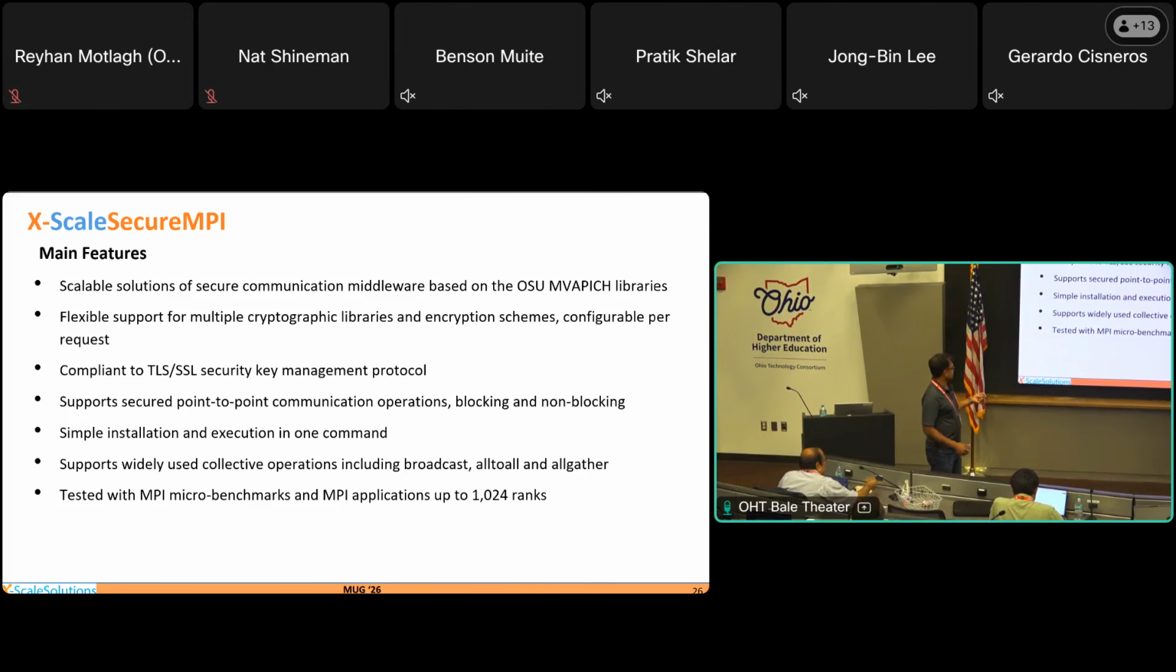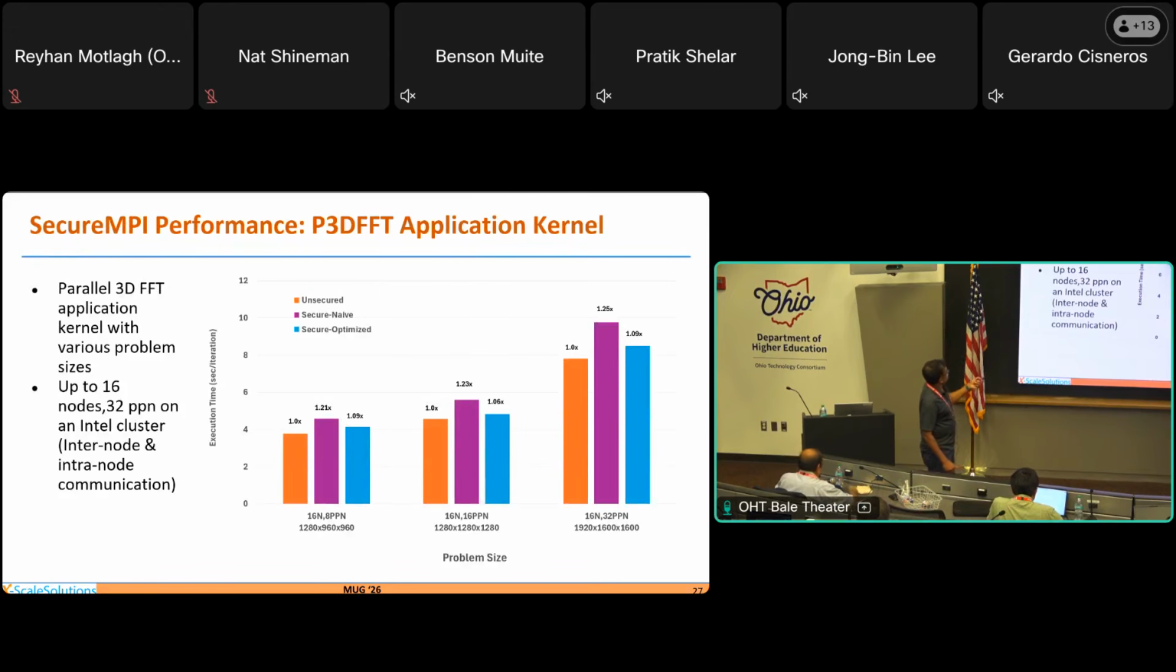I will show some testing with micro benchmarks and applications both, and I go up to 1024 ranks to show how it scales. So this is P3DFFT, a parallel FFT application kernel, which we use quite a bit. This is for 3 different problem sizes. And I compare an unsecured MPI versus a naive secured MPI versus our optimized MVAPICH secured. The naive one is a bit slower, 1.25 times slower.